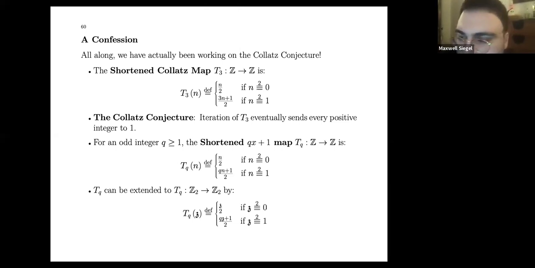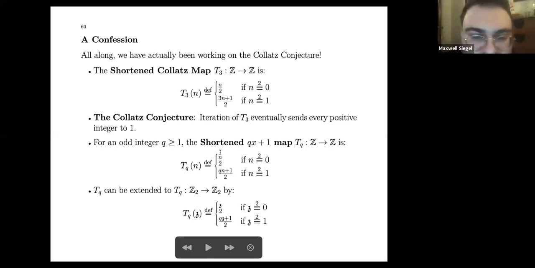For an odd integer q greater than or equal to 1, we can similarly consider the shortened qx plus 1 map, Tq, and it's important to note that this can be extended from a map on Z to a map on the 2-adic integers.